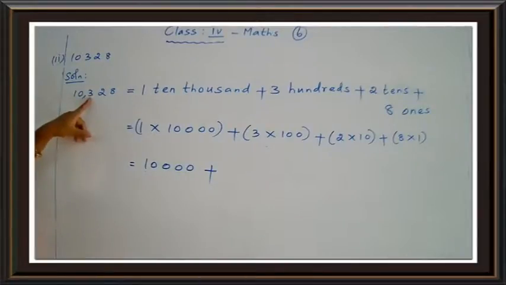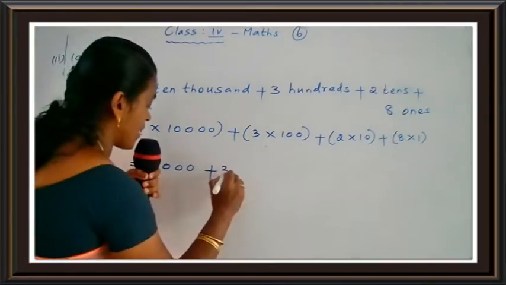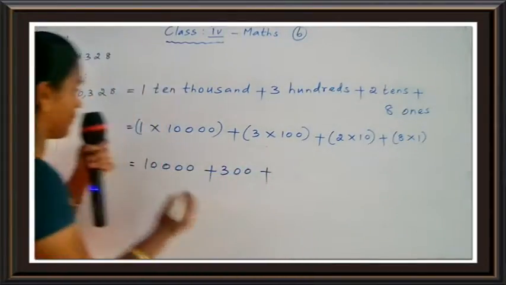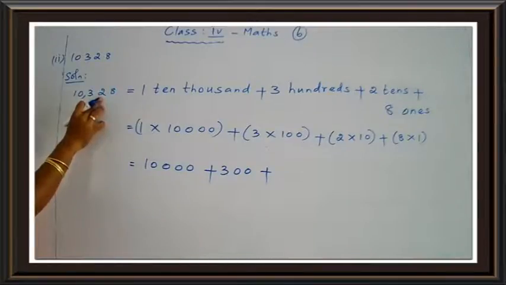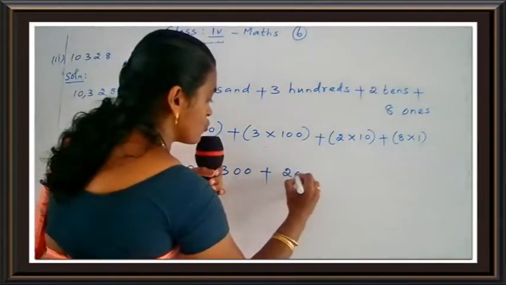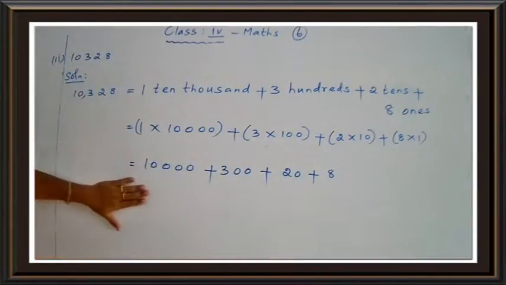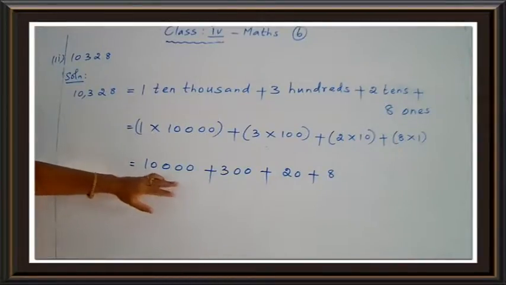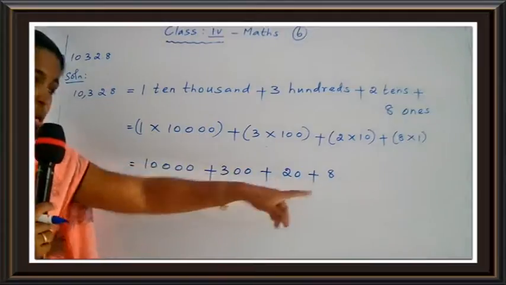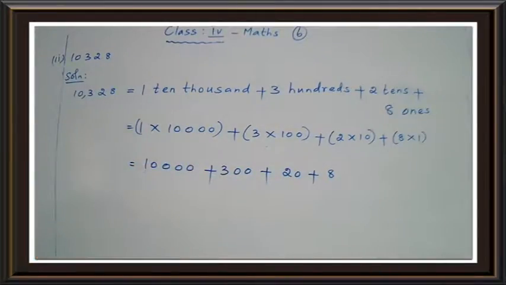Next you come to 3. What is the place value of 3? Ones, tens, 100, 300. So 300 is equal to 3 into 100, 300. Okay, so the place value of 3 is 300 plus 1 tens 2. Okay, what is the place value of 2? 20. Okay, 2 tens 20. Now 8 ones 8. Okay, children, so your answer is 10,000 plus 300 plus 20 plus 8 is equal to 10,328. Okay, are you clear? Do you understand?